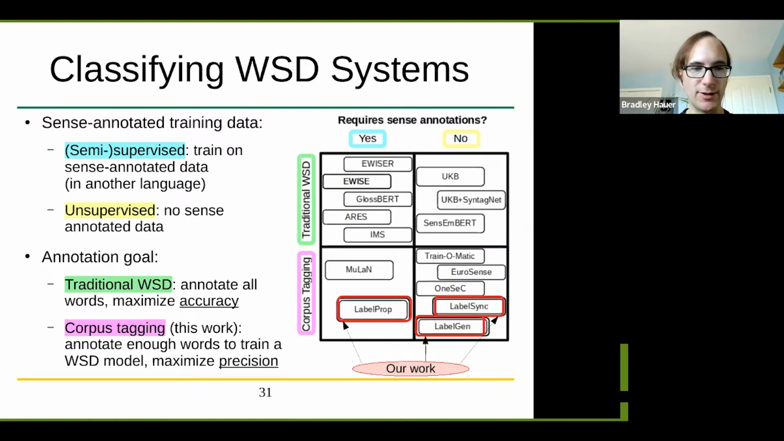The second possibility is corpus tagging, and that's what we're looking at in this part of my talk. Corpus tagging is when you are not given some fixed set of instances, rather you're given a corpus, a large body of text that is not sense annotated, and you want to annotate enough words to train a WSD model to maximize precision. So this can be seen as tying in to the supervised and semi-supervised systems, because if we can do corpus tagging, then the goal is to actually generate training data that can be used as a set of examples to learn a supervised or semi-supervised model that can then go on to do WSD on its own.